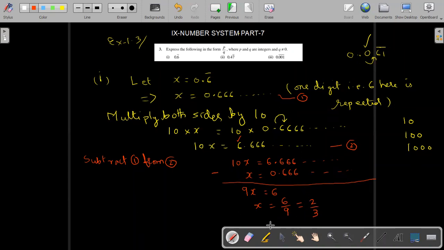Therefore, this is the representation that was asked. So we can say that 0.6 bar can be written as 2 by 3. Okay, got it?